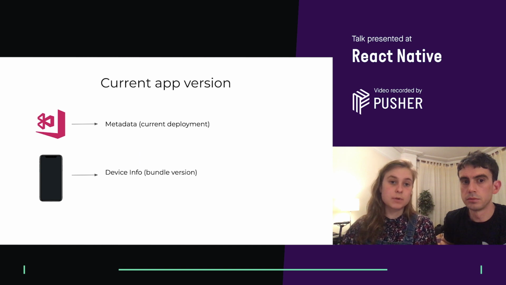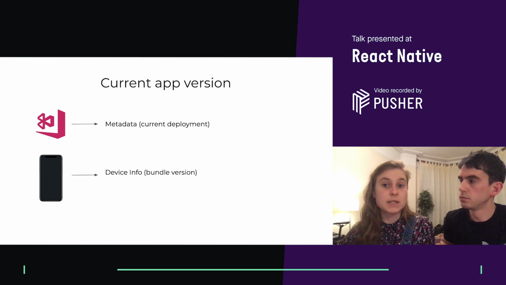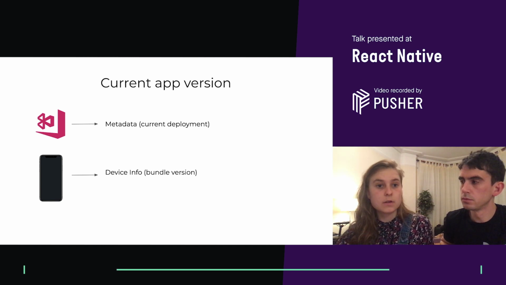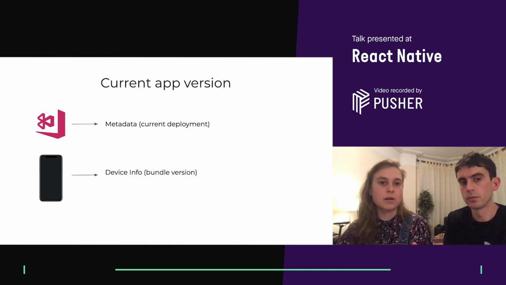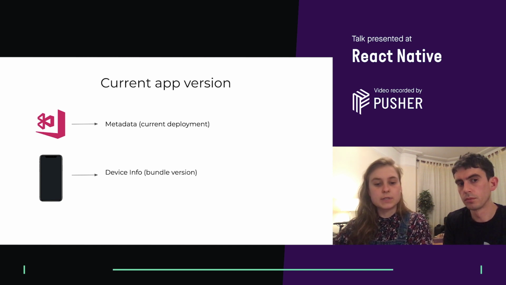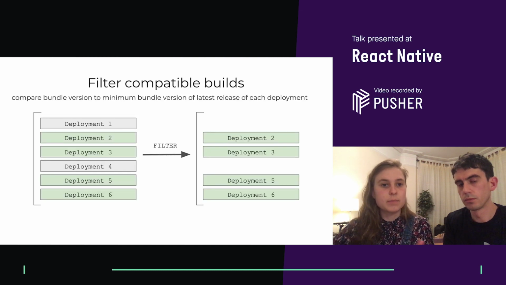Then we're also going to want to fetch a bit more data. So from App Center, we also want the metadata about the current deployment name. We're going to use that to display in our developer menu to say, this is the current update that you're looking at. And then we also want some extra data from our device info. So we want the current bundle version. We're going to use that then to filter out the compatible builds.